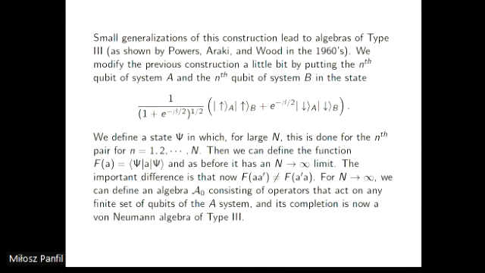Small generalizations lead to algebras of type 3. For example, if I replace the state we used before by this one, where the nth qubit of system A is entangled with the nth qubit of system B with an invertible density matrix, but not maximally mixed, then with a slight change in the state, we would get a type 3 algebra. We can do everything we did before, but it's no longer true that f of A prime A equals f of A A prime. And then, when we take the large n limit, we instead get a von Neumann algebra of type 3.